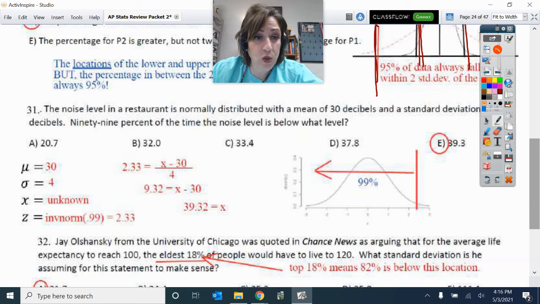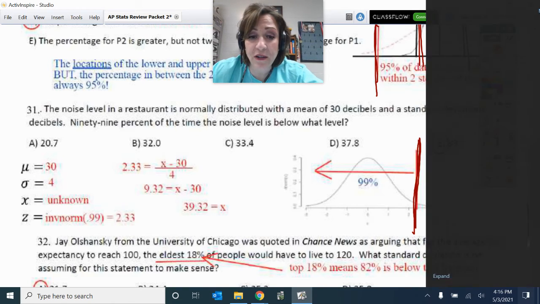And here we have the noise level at the 99% is below what? So I had to find out the z-score at the 99th percentile. So that's your 2.33 is your x minus mean over standard deviation. So then I solved for the x. That's what was unknown.